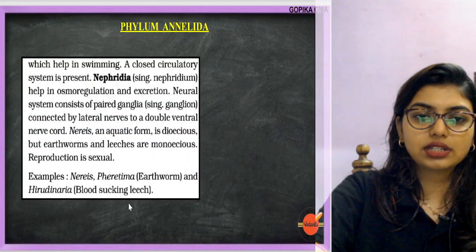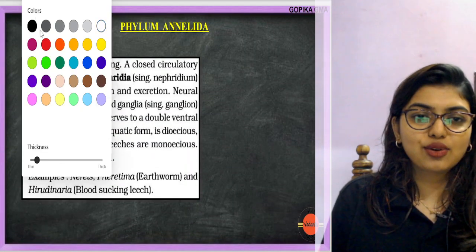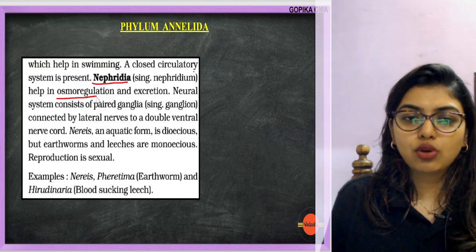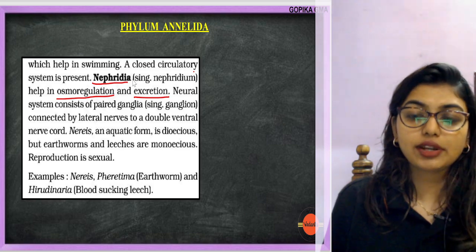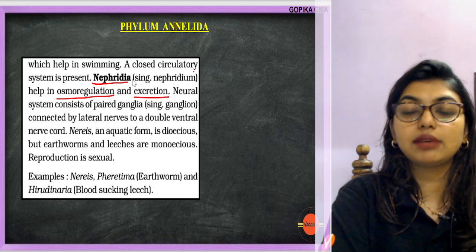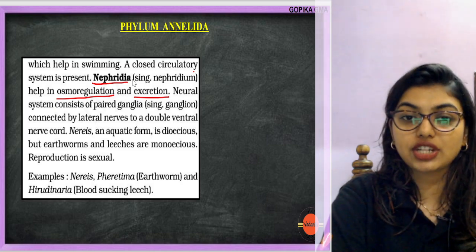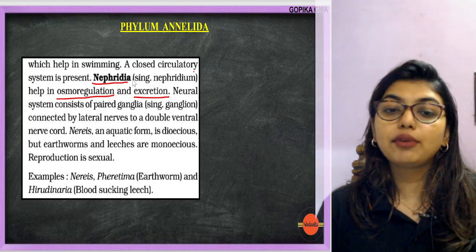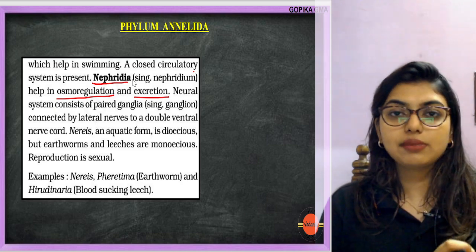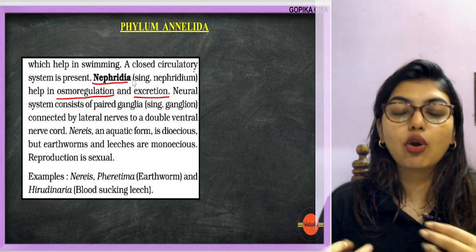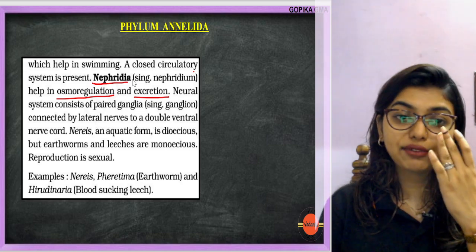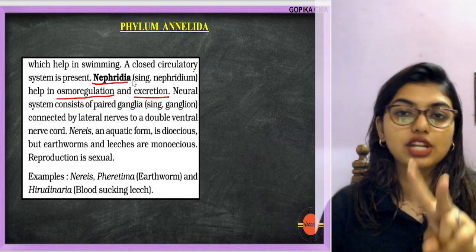Now a closed circulatory system is present. Nephridia help in osmoregulation and excretion. I told you development is slowly happening, right? So nephridia have developed to do osmoregulation and excretion. Before this, we have only spoken about flame cells, right? From flame cells, we have not seen any complicated structure like we have in humans. So here you can see nephridia, which help in osmoregulation and excretion.